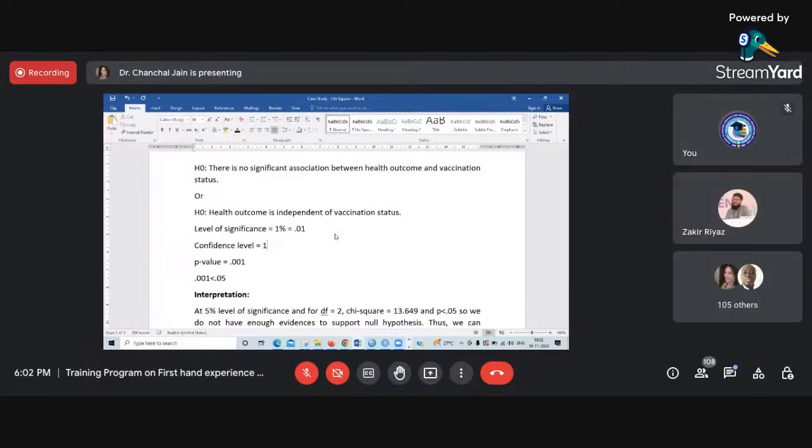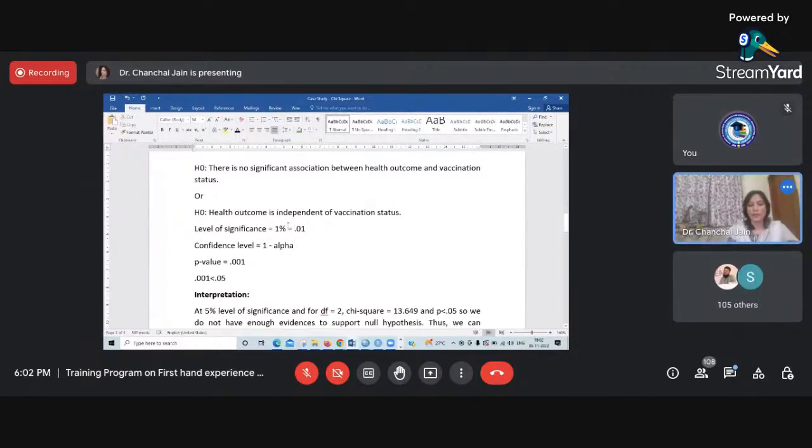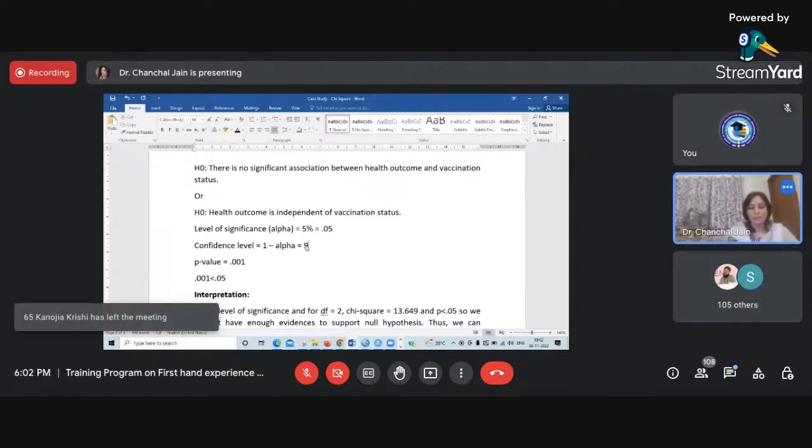It is 1 minus alpha, right, sir? Here the level of significance is known as alpha. So the confidence level would be 1 minus alpha. So if we have set it as, suppose, 5%, then this would be your 95%.